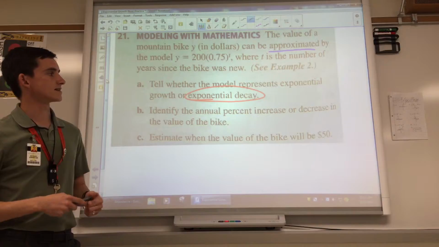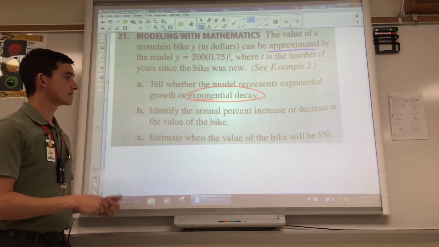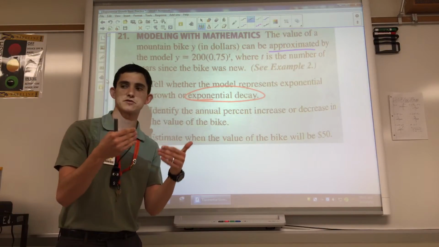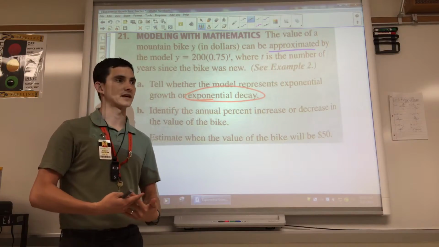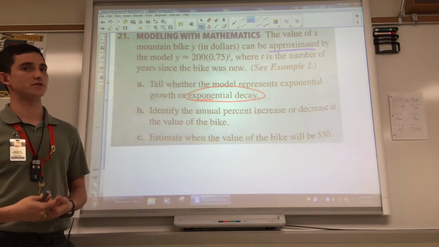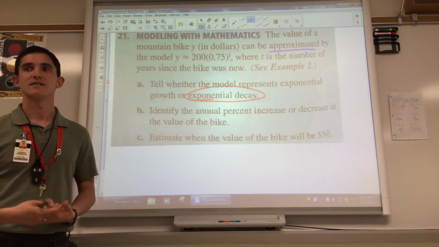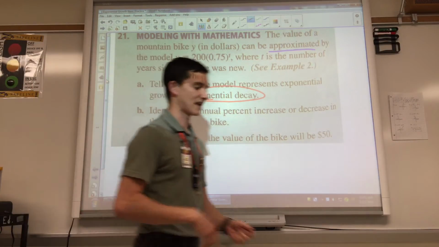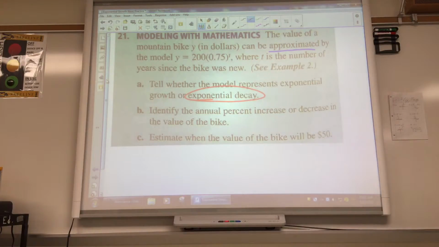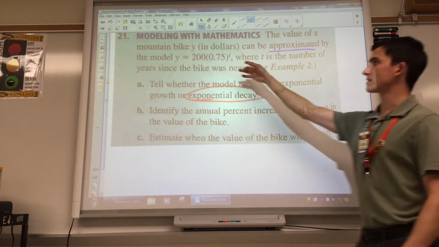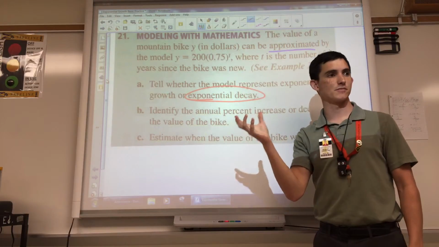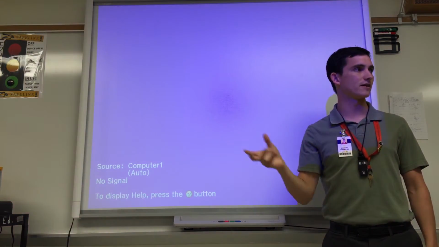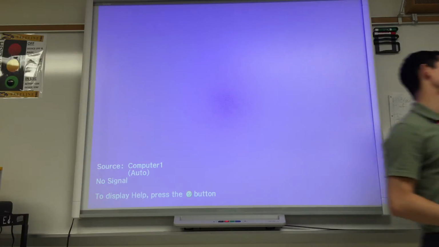Identify the annual percent increase or decrease in the value of the bike. If it's exponential decay, it should be an annual decrease in the value of the bike. Now, how much does it decrease? 25. Yeah, that's it. I heard both answers. A lot of people would say 75%, but that's not how much it's decreasing. That's how much value the bike still maintains after every year.